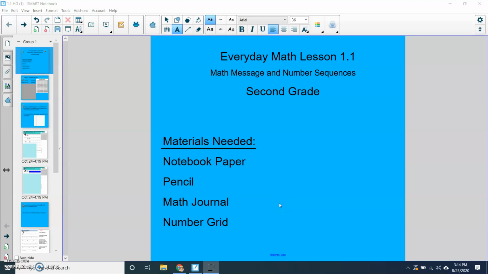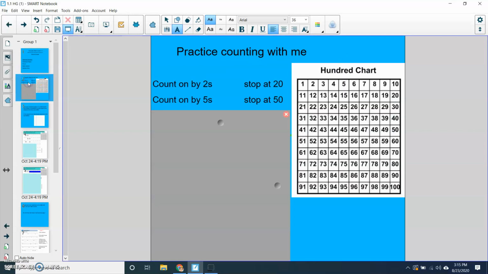Boys and girls, welcome to Everyday Math Lesson 1.1, Math Message and Number Sequences. The materials that you'll need: notebook paper, pencil, math journal, and a number grid would be helpful. If you don't have a number grid, still follow along, and you can use the number grid that I provide on the next slides.